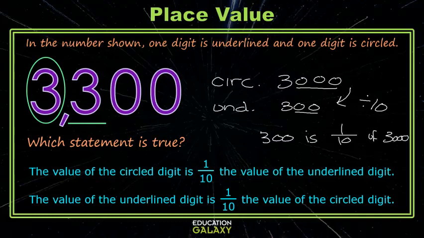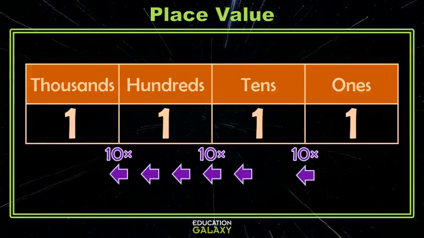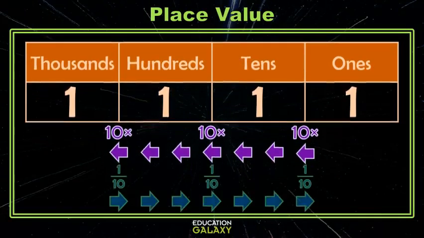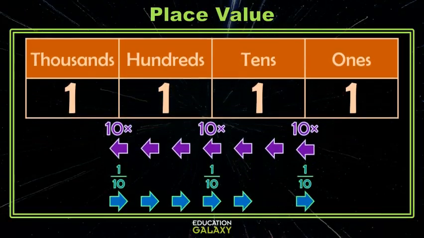Let's see if that matches one of our statements. Circled digit is 1/10 underlined. No, that's the other way. The underlined digit is 1/10 of the circled digit. That's the correct answer. So, in summary, as we move to the left on our place value chart, each place value position is 10 times the position on its right. As I move to the right on the place value chart, each place value position is 1/10 the place value position to its left.